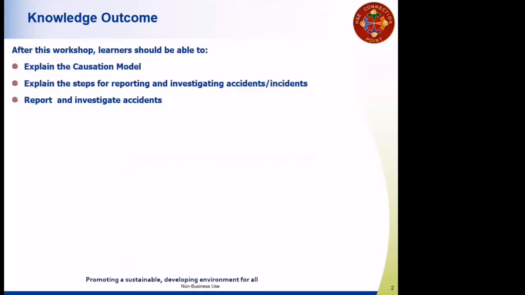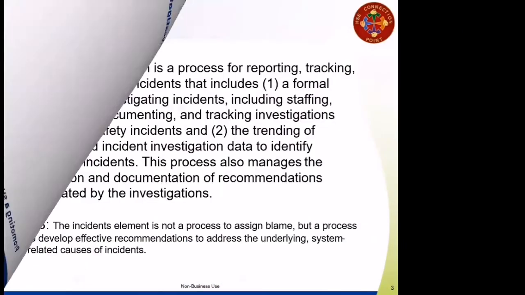As we all know, this topic has got a lot of content, so I just chose a little bit so that we can know what to do or correct each other on what I think is required in case of investigating accidents. After this workshop, everyone should be able to explain what a causation model is, explain the steps for reporting and investigating accidents or incidents, and report and investigate incidents.